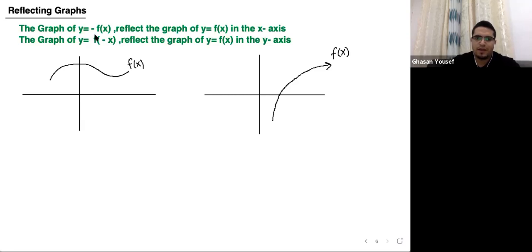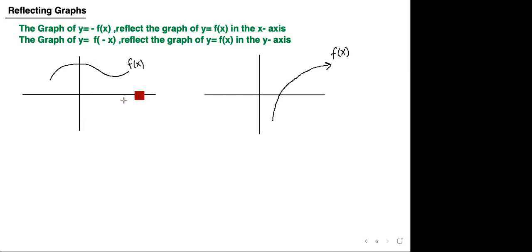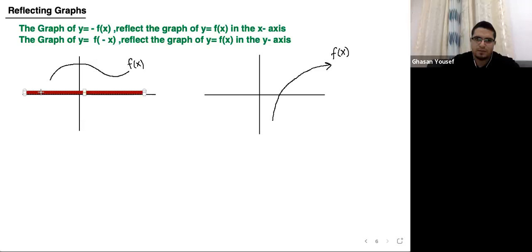So the graph of y equals minus f of x, we reflect around the x-axis. This means we put the mirror around the x-axis like this. This is my mirror. And to graph the function y equals f of minus x, my mirror is the y-axis. So for the first one, to graph the function with the minus, we reflect everything around the x-axis, so it's going to be like this.